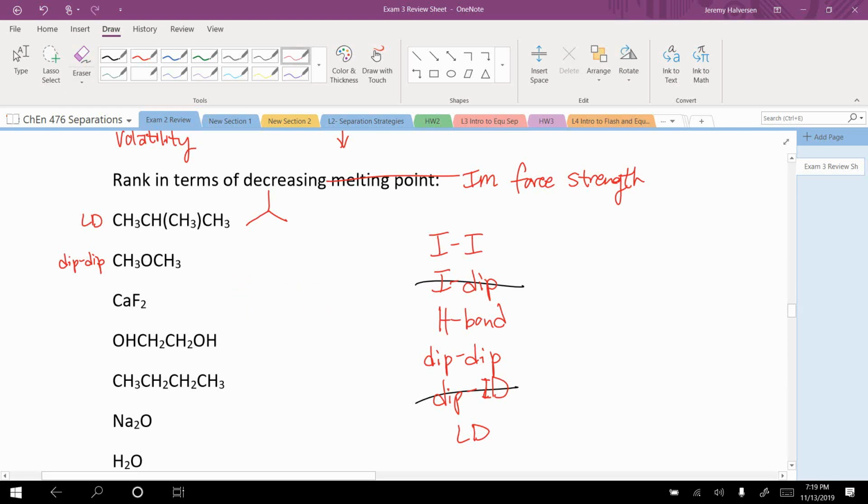Yeah. I mean, I just look at it and I say, oh, there's an oxygen in there, so it's in the middle of a carbon chain, it's going to be polar. But I understand that you don't all have that same intuition. So, yeah.